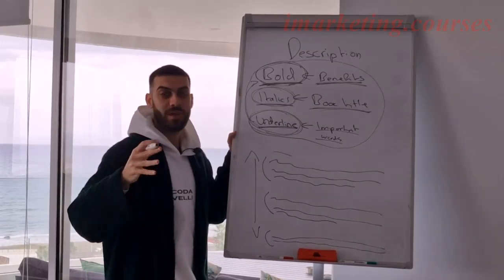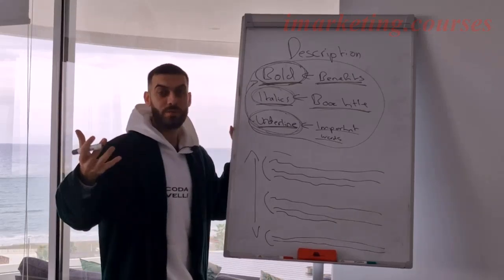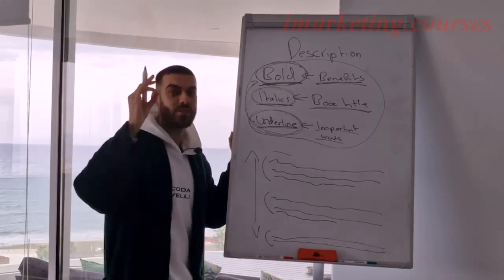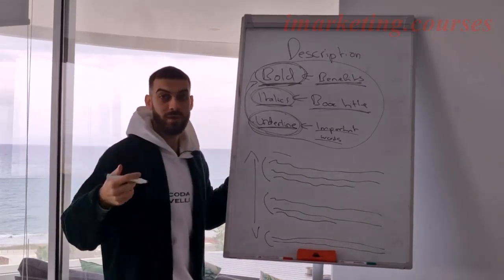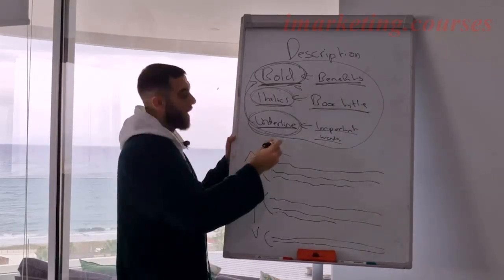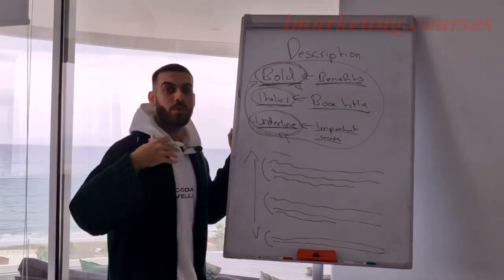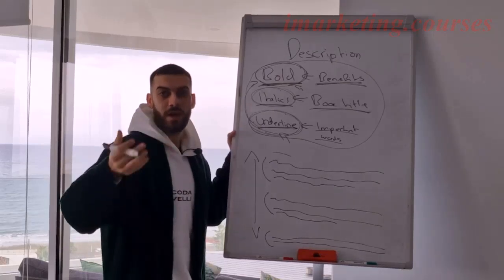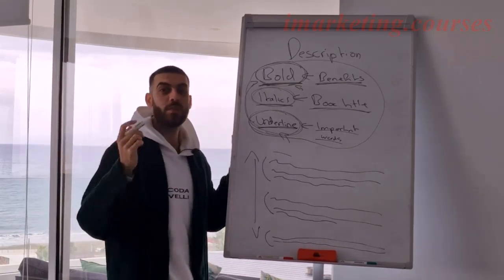So your job is to make it first look as visually appealing as possible in order to get them to read at least your bullet points. Or if they're not going to read your bullet points, at least they're going to read the bold parts and the underlined parts. Because that way you're constantly conveying the message that your book is valuable. You want to tell them how valuable your book is using your description.